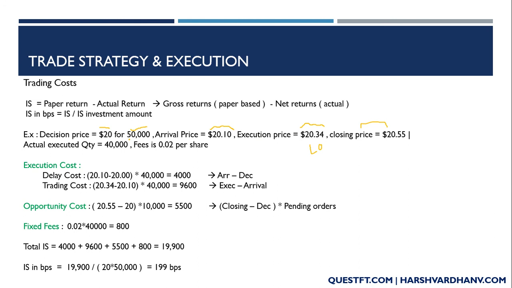You had put in for 50,000, but the execution happened only for 40,000 because it was a limit order and the price moved above your limit. So 10,000 quantity was not traded, and $0.02 was a fee that the broker has charged for executing this.